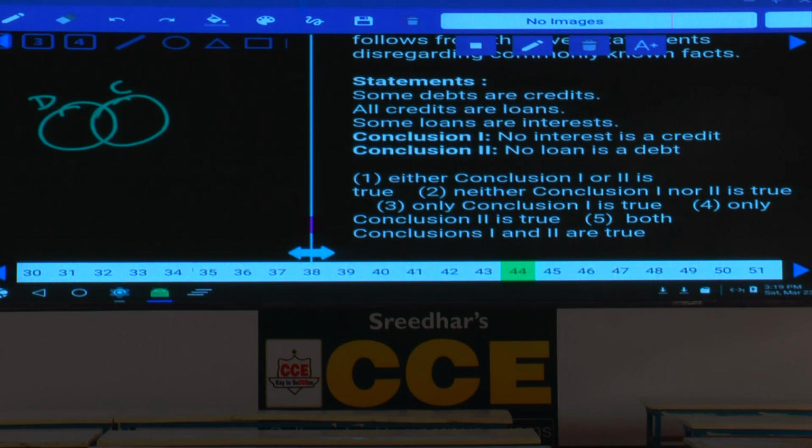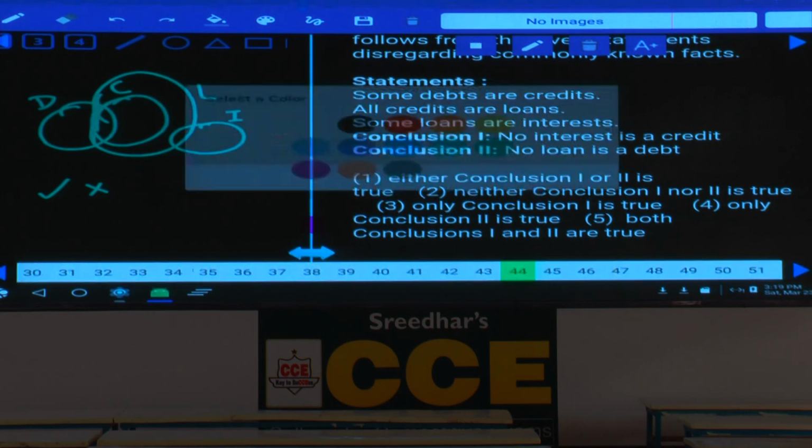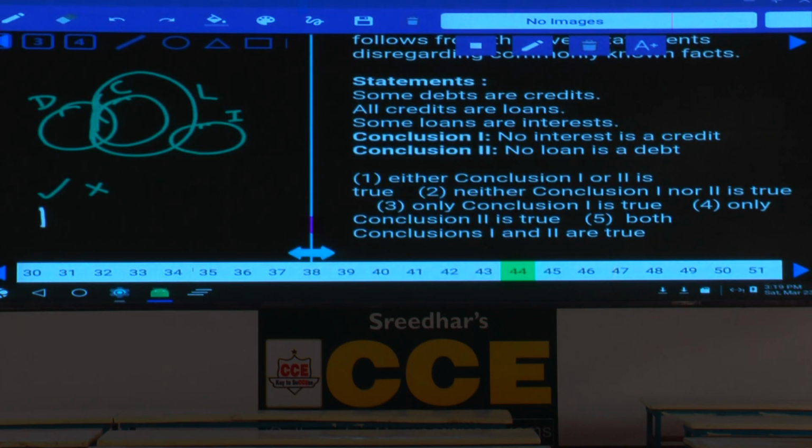All credits are loans. This entire credit is a part of loan. And some loans are interest. Some of the loans are interest can be written like this. Now, this is the basic diagram. With the help of this one, first one, no interest is credit. Interest is here, credit is here, that is definitely true. Second one, no loan is debt, that is false because some of the loans are debts is true in this case. Hence, only conclusion 1 is true, and the first one is a negative conclusion.